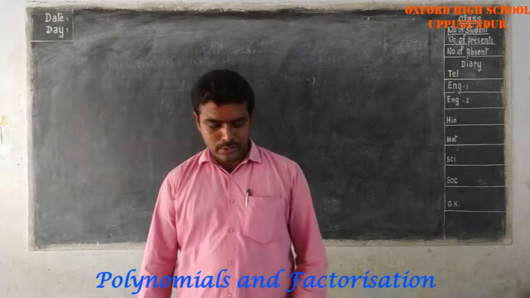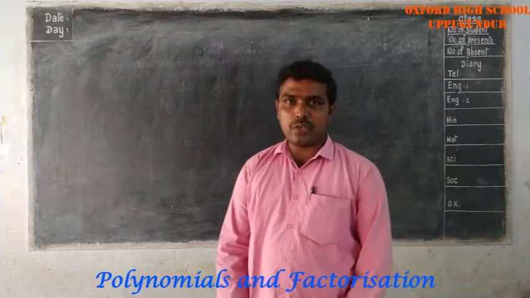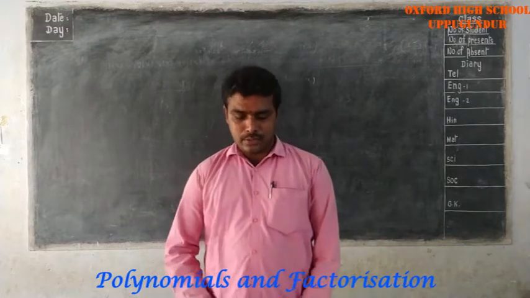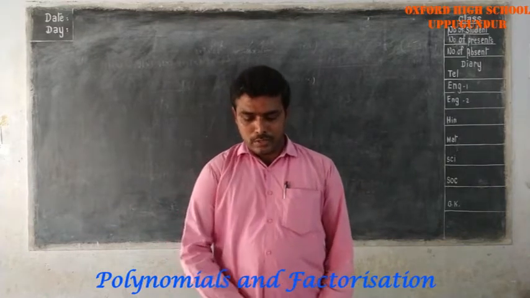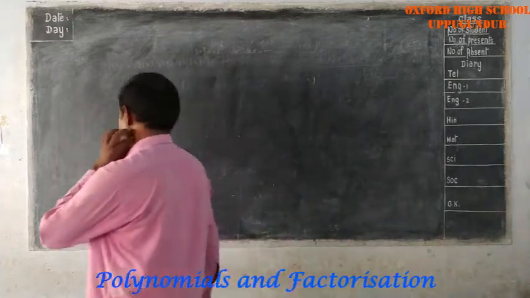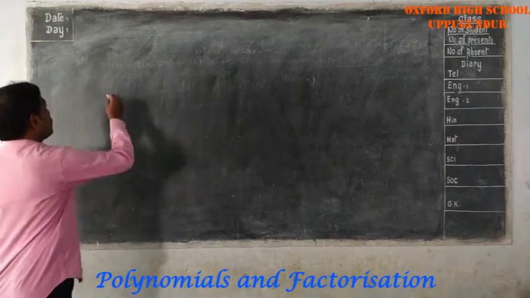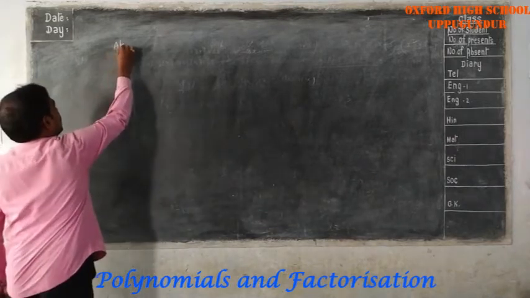In the previous class, we completed up to exercise 2.4. Now, exercise 2.5 is based on algebraic identities. So first you have to learn these algebraic identities. Then only we can do exercise 2.5. Otherwise, we can't do that one. First, you have to learn all these algebraic identities. So, algebraic identities.